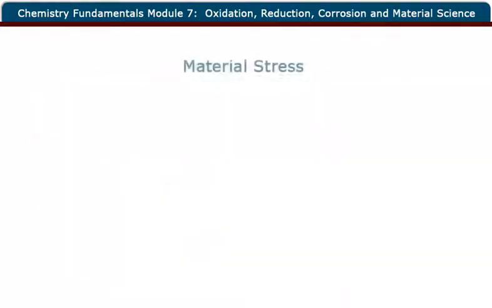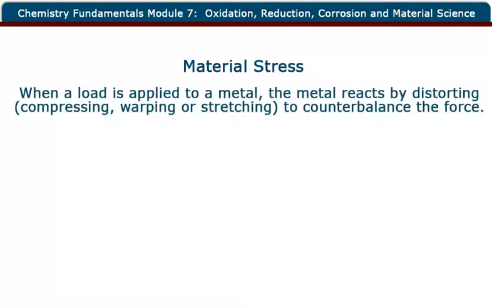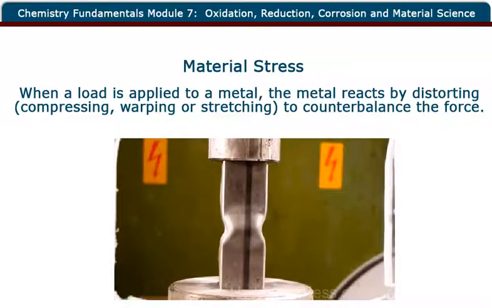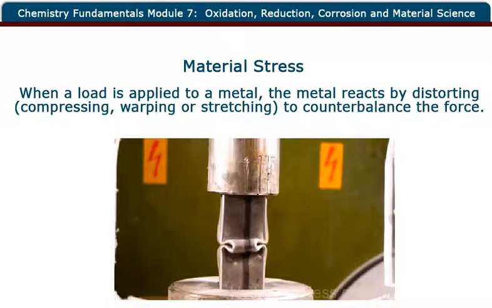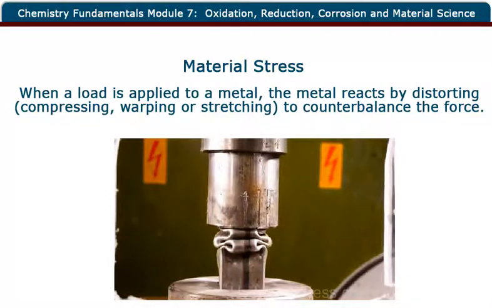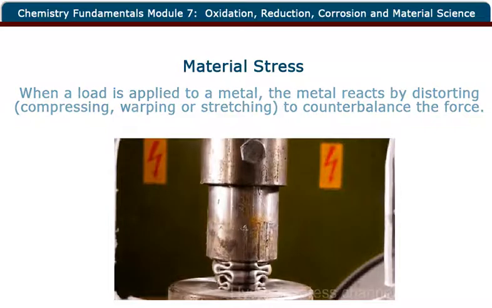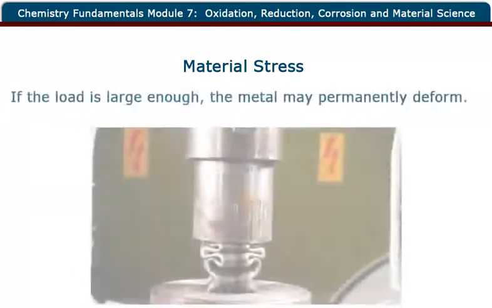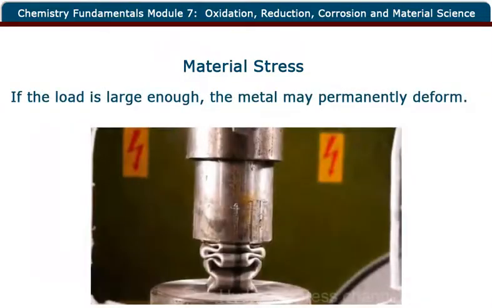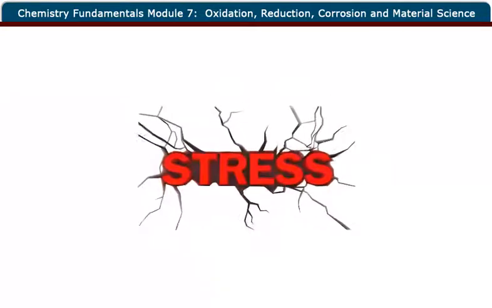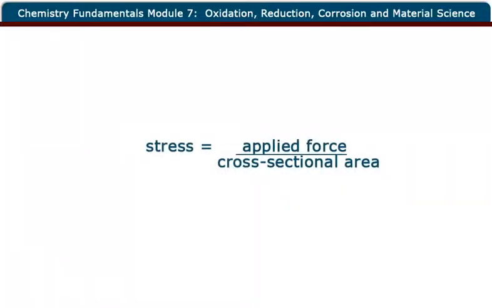Now let's talk about material stress. When a load is applied to a metal, the metal reacts by distorting, compressing, warping, or stretching, to counterbalance the force. If the load is large enough, the metal may permanently deform. Recall from physics, the formula for calculating stress is applied force divided by the cross-sectional area.